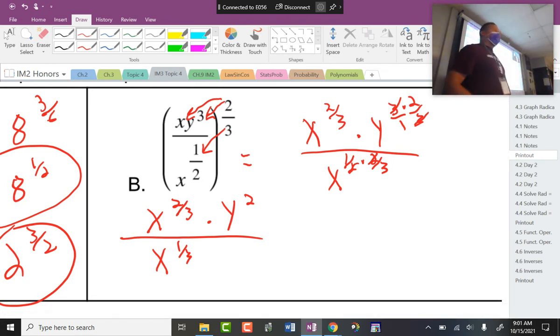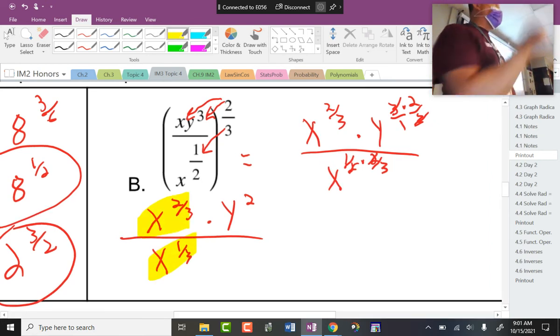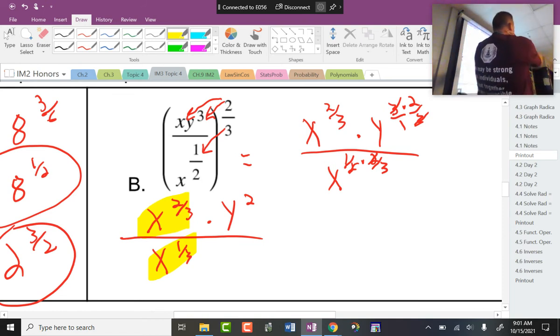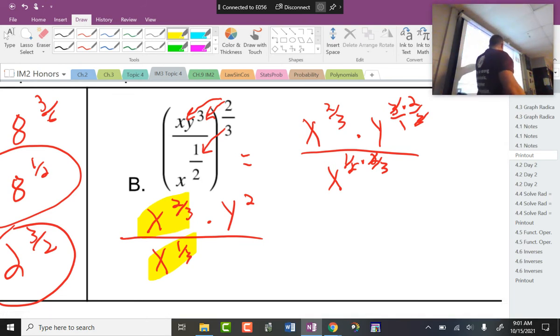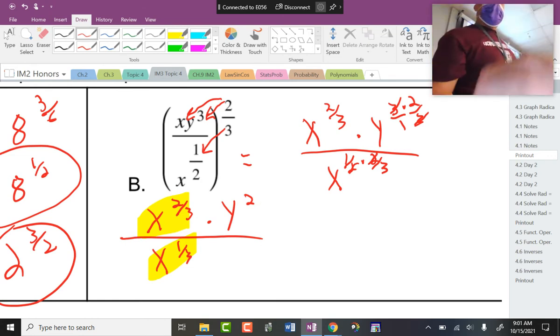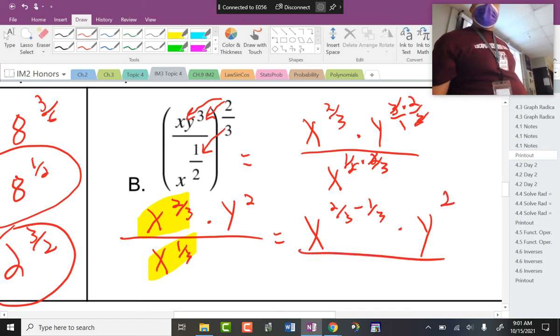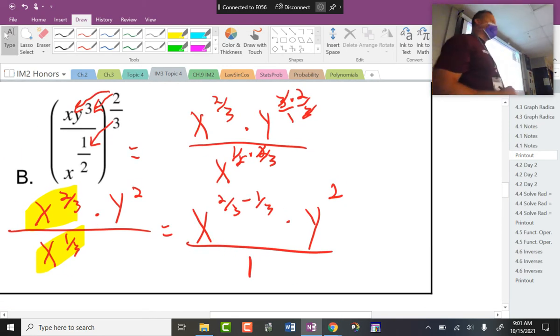And then this is not a final answer because I have these. Okay, fine, I lied to you. All right, but just remember, when it's this over this, it's the subtraction rule. And I do want to subtract numerator minus denominator. All right, this simplifies these. So this becomes x to the 2/3 minus 1/3 times y squared. And it does end up on the numerator because you went numerator minus denominator.